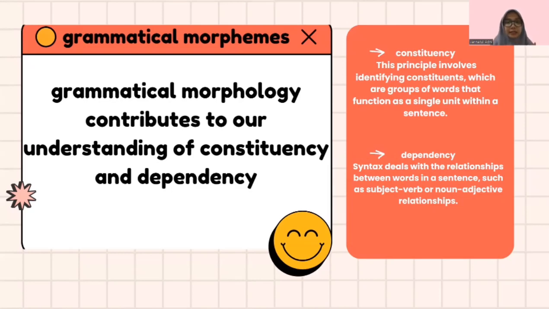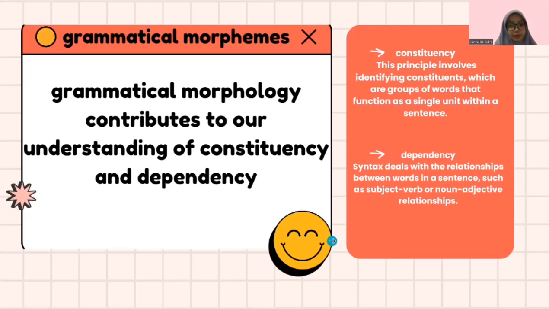Constituency means this principle involves identifying constituents, which are groups of words that function as a single unit within a sentence. For example, I kick the big red ball. The big red ball here is the constituent because it is a group of words that function as a single unit within a sentence, and it becomes the object of the sentence. So the next is dependency. Syntax deals with the relationship between words in a sentence, such as subject-verb or noun-adjective relationships.